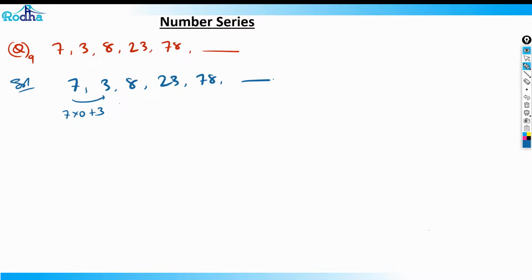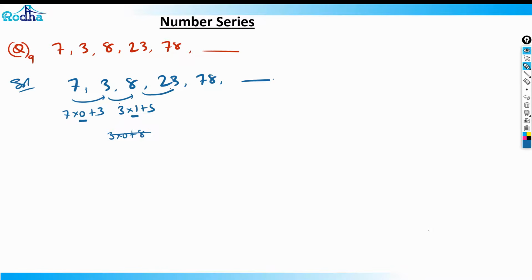Now the next one should be 3 to 8. So 3 times 0 plus 8 won't form a pattern, right? Okay, let's try 3 times 1 plus 5. Okay, let's think on this. Now 8 to 23. If we look at 8 to 23, it is times 0, times 1.